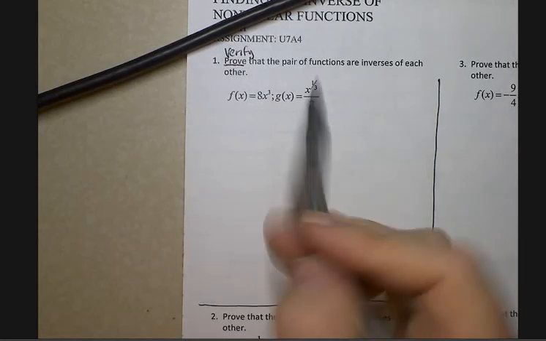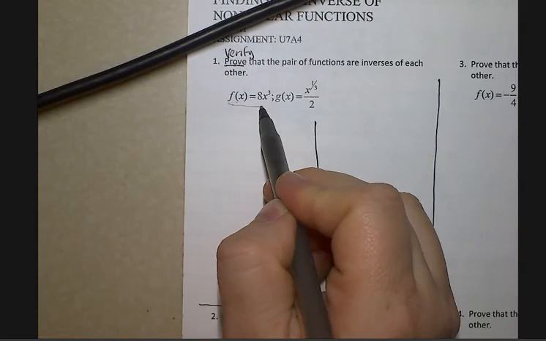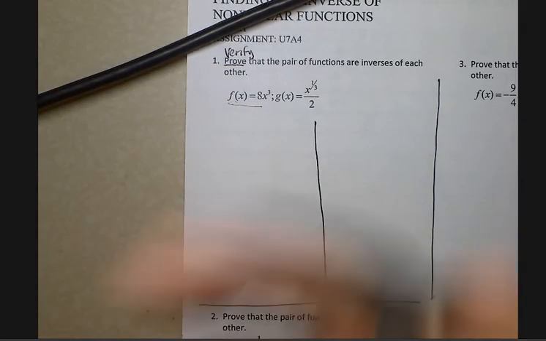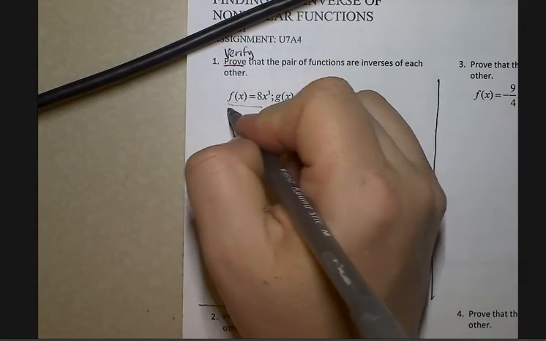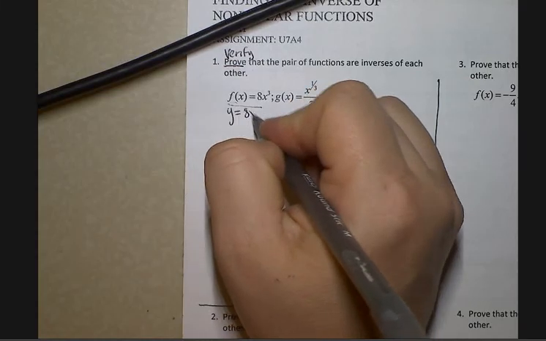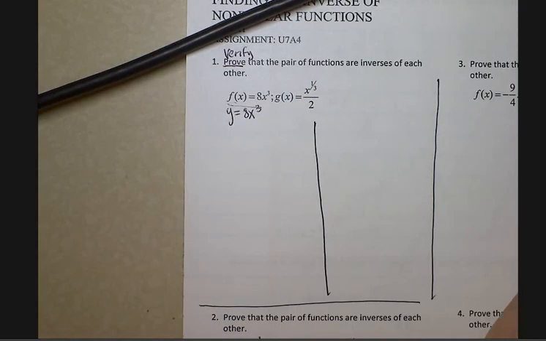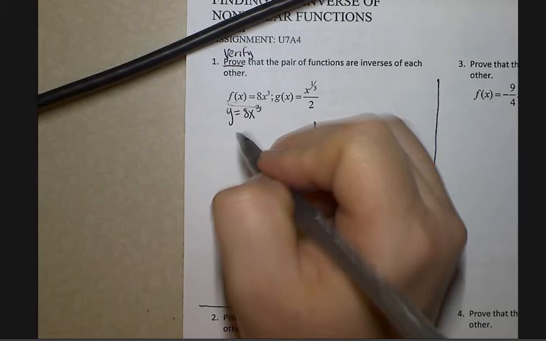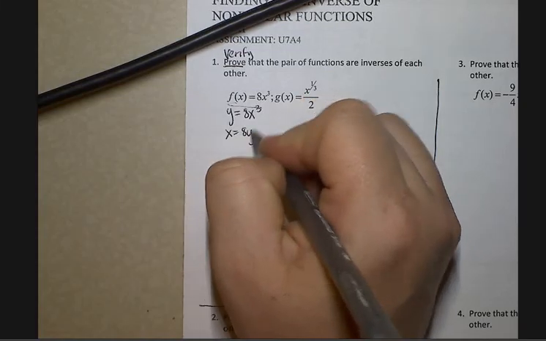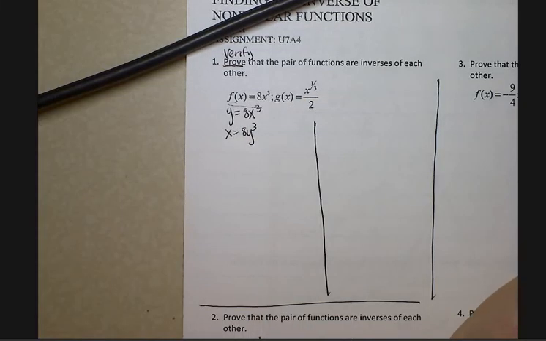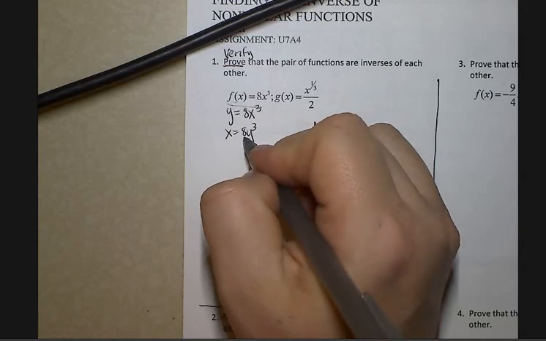First, I'm going to only focus on f of x. I'm going to find the inverse of f of x. So y equals 8x cubed. Switch x and y. Get rid of the 8 by dividing.